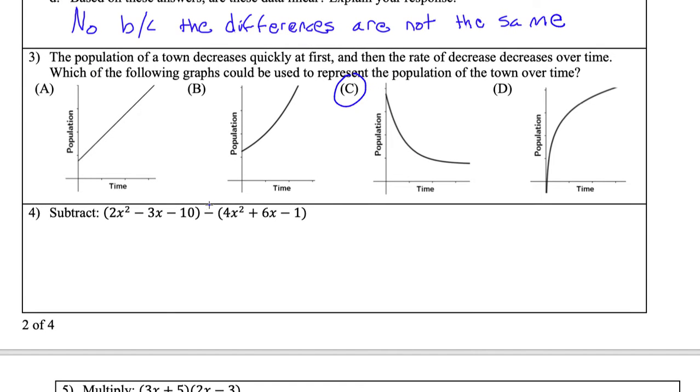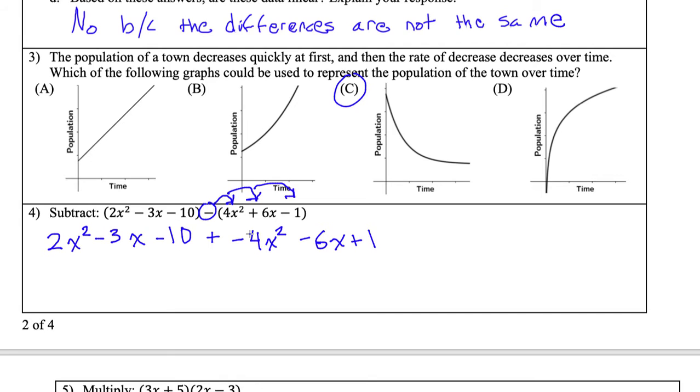So the correct way to do this is I need to distribute this negative into each of these 3 terms. So my new equation after distributing this negative is, and whenever I distribute the negative, it turns into a positive because I've used up the negative symbol. So my new equation is 2x squared minus 3x minus 10. That didn't change. The left-hand side, it's still the same. But now I'm going to plus all of this stuff, which is minus 4x squared minus 6x plus 1. Again, I'm switching the signs here.